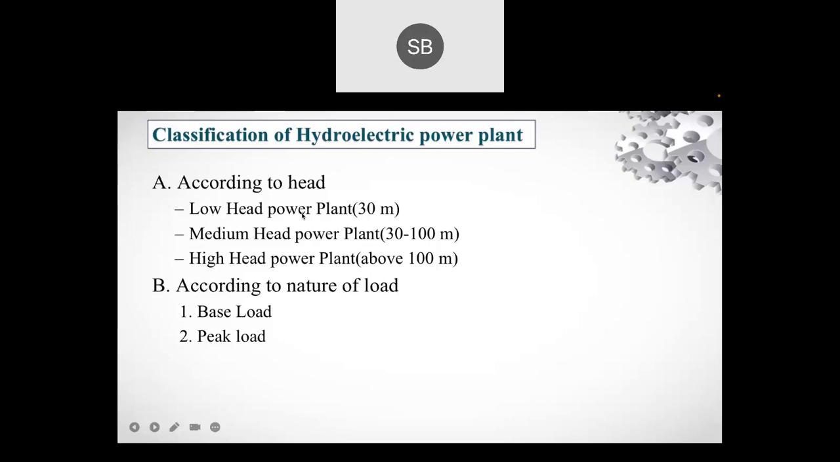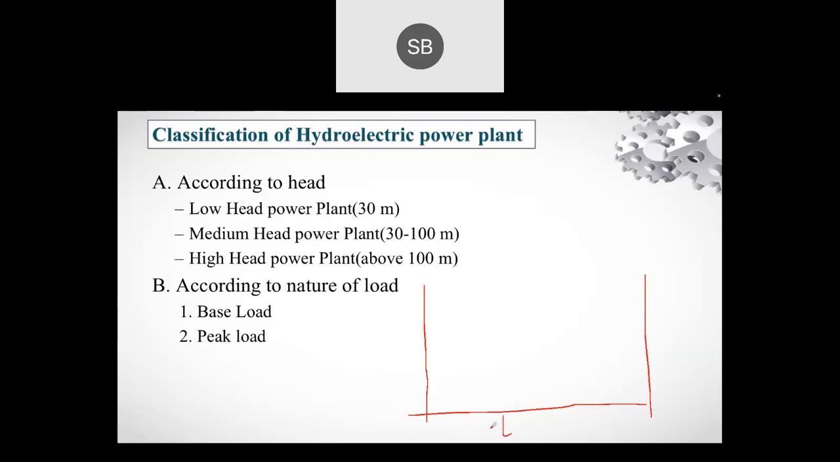Generally we use the Pelton wheel turbine in the high head power plant, in the medium head power plant we use the Francis turbine, and in the low head power plant we mostly go for the Kaplan turbine. Now, according to the nature of load, these power plants are again classified into two types: base load and peak load. Now, what is meant by base load and what is meant by peak load?